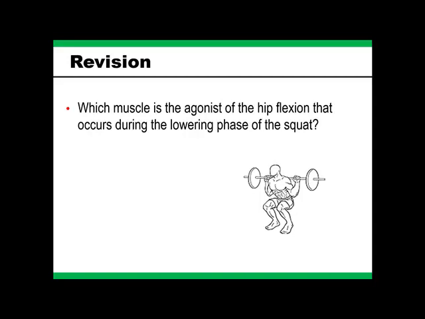All right. Why? So lowering, there's eccentric. That would be the same as asking, what is the agonist of hip extension when I'm standing? Reverse the problem. Think if I stand up, it's the glute doing that at the hip. Therefore, if I'm lowering down, it's the glute doing that at the hip. It's always the same.